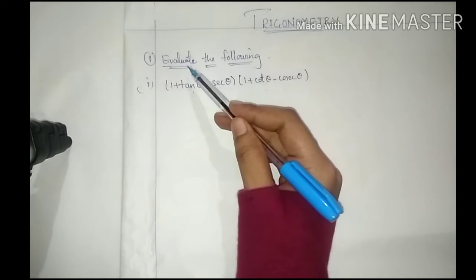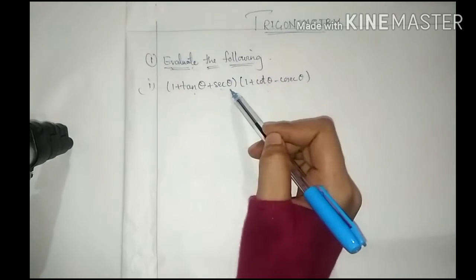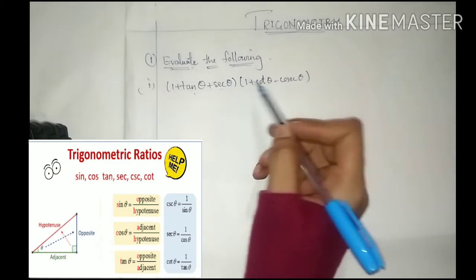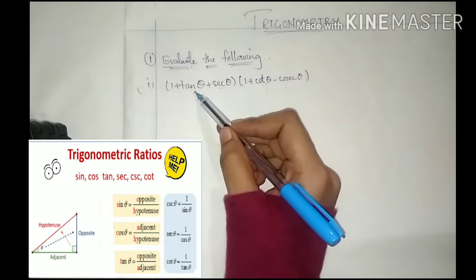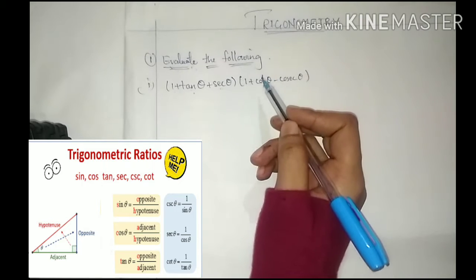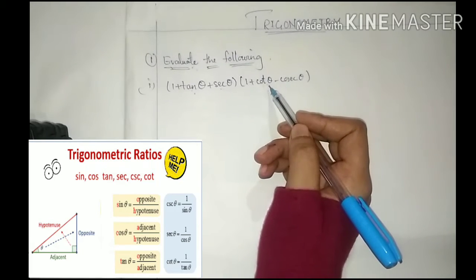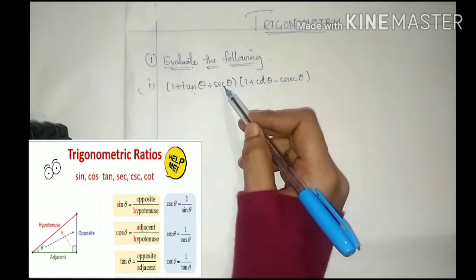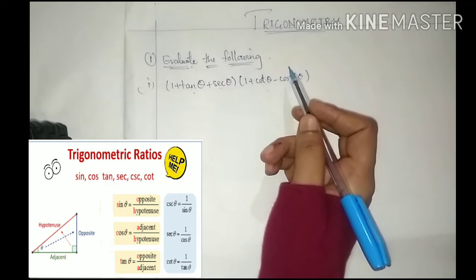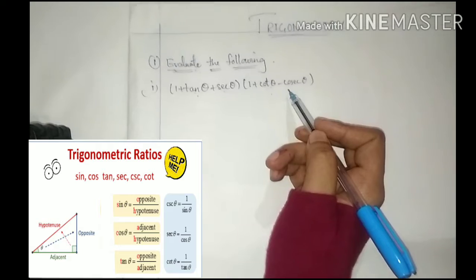Here, evaluate the following. Evaluate means find the value. You have to find the value of this. Here you can see tan theta and cot theta. These two are multiplicative inverse of each other. Tan theta we can write as sin theta by cos theta, and for cot theta we can write cos theta by sin theta. And here secant: in secant we can write 1 by cos theta. Cosecant we can write 1 by sin theta.